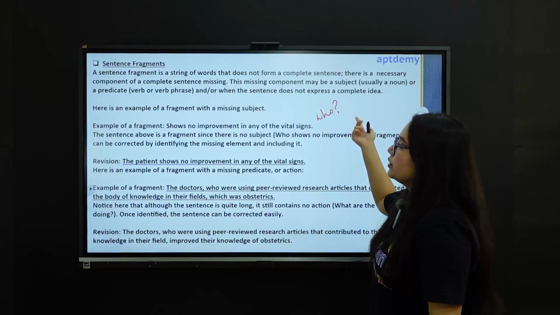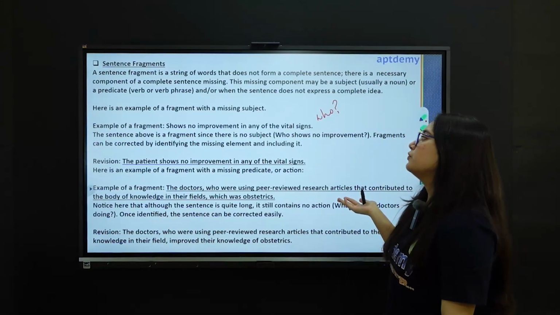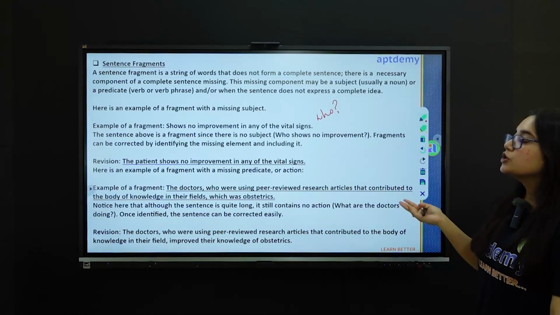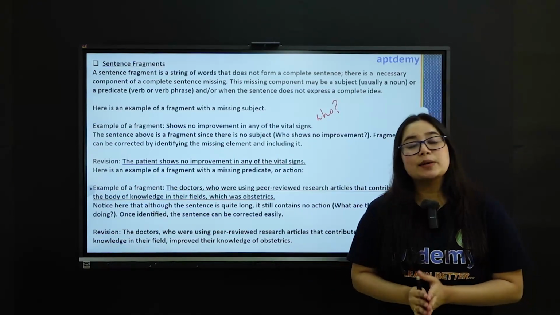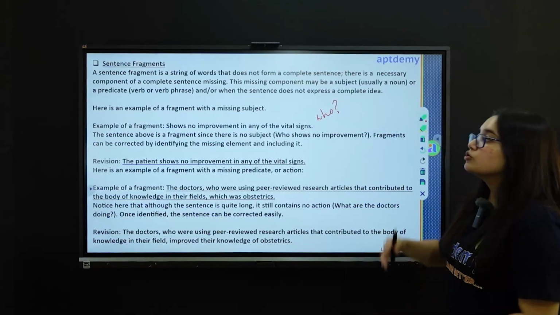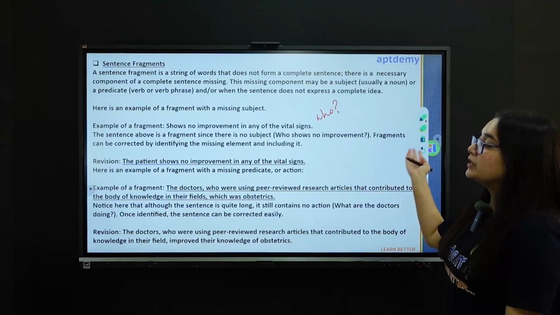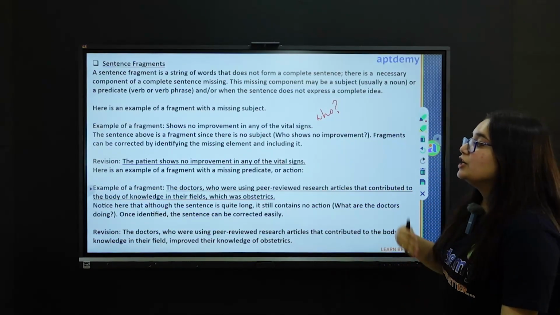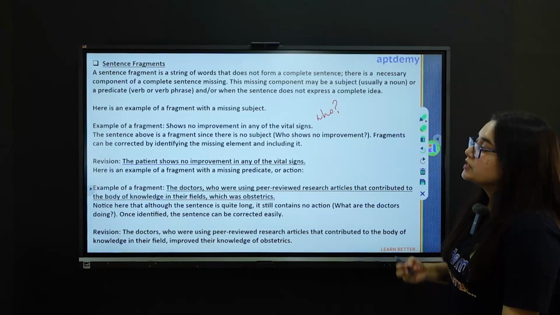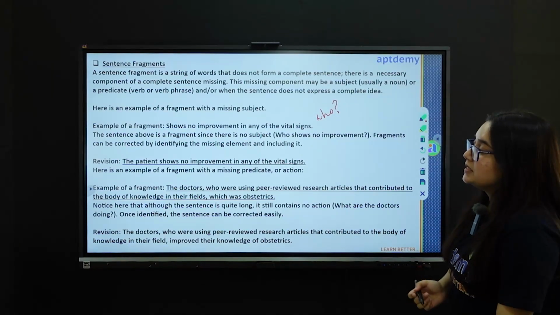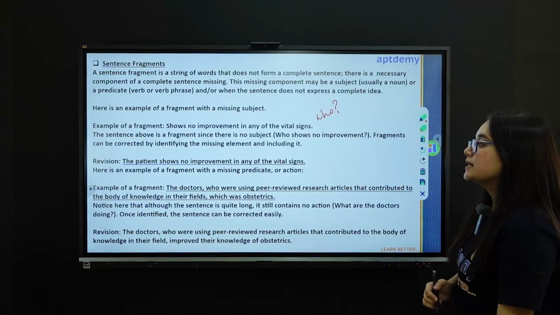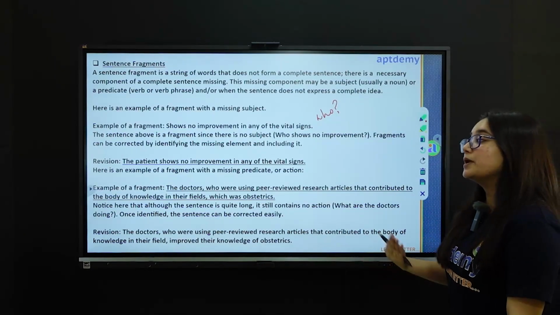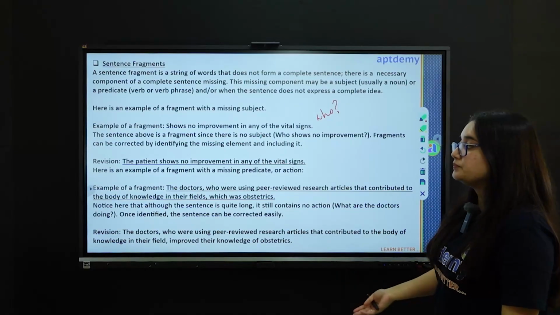It leaves us with the question, who shows no improvement in any of the vital signs? So it is lacking the most important element of the sentence, which is a subject. It lacks a subject. So how do we correct it? We need to correct it by introducing the missing subject. So over here, if we say "the patient shows no improvement in any of the vital signs," now we understand that it is the patient that was spoken about.